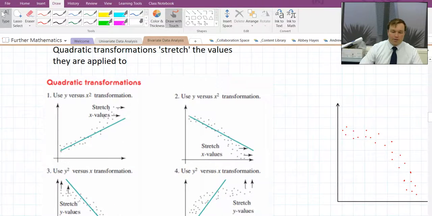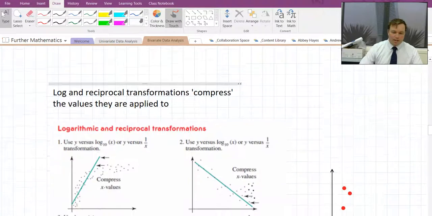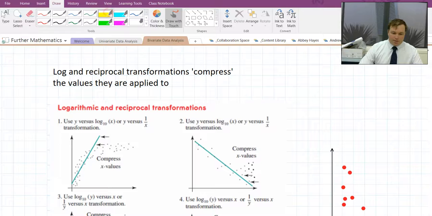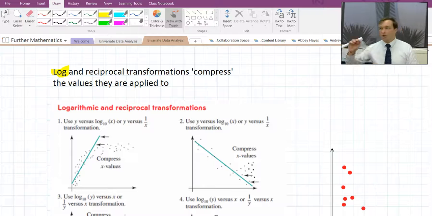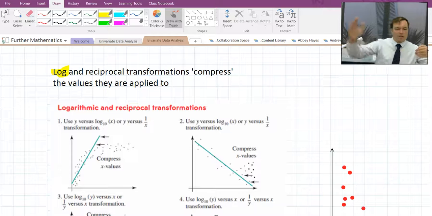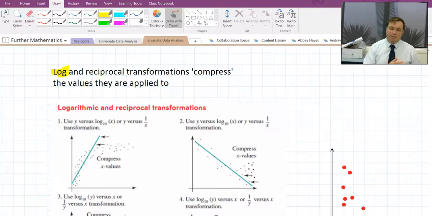Alright, quadratic transformations stretch values. Log transformations. Log is where we take the log of a number. And you might remember from univariate data where we took the log of a large number and converted it into a small number. So log of 1,000 is 3, log of 100 is 2. The difference between 100 and 1,000 is huge. The difference between 2 and 3 isn't. We've essentially compressed down the 1,000 and 100 until they're quite similar.